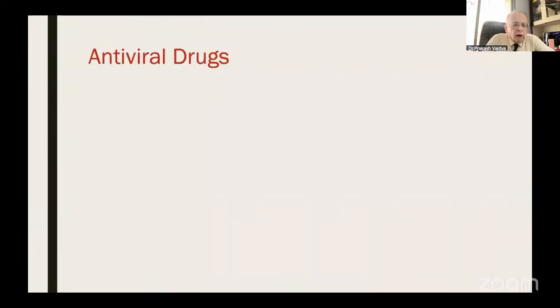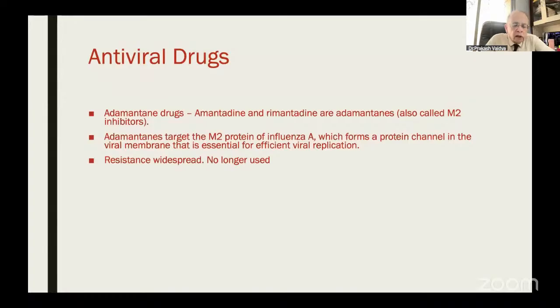And now let us take one look at the foundation facts on antiviral drugs. The initial antiviral drugs that were available were the adamantane drugs, amantadine and rimantadine. This is history now because the resistance to these drugs is so widespread that they are no longer used. So we'll not talk about them.